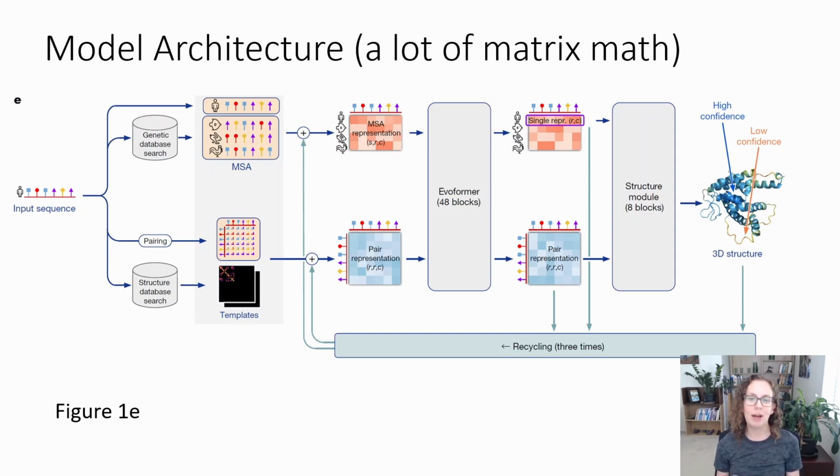However, these operations are all repeated 3 additional times, so 4 times in total. And they call that recycling. In this paper, a lot of places would call it machine learning epochs.